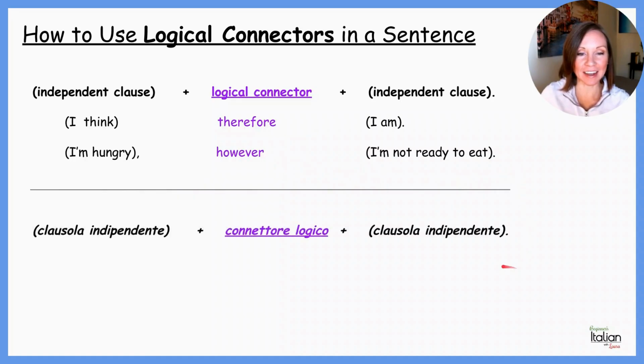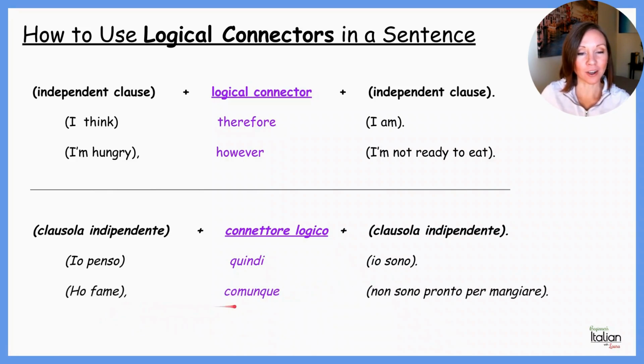So in Italian, we have io penso, quindi io sono. I think, therefore I am. Where have we heard that before? Ho fame, comunque non sono pronto per mangiare. I'm hungry, however, I'm not ready to eat.